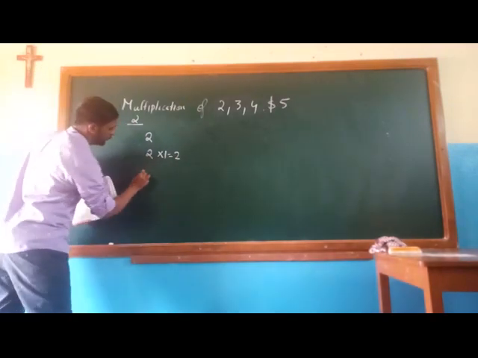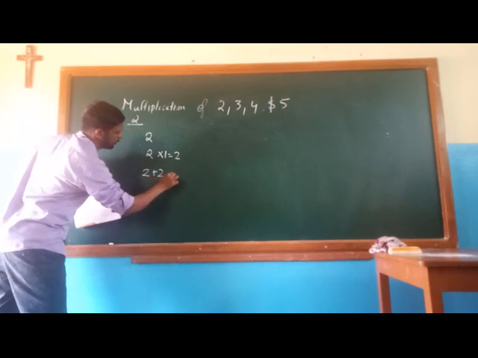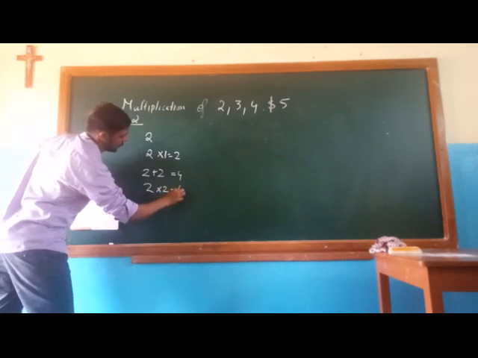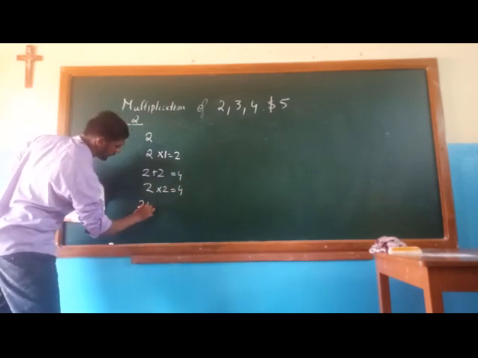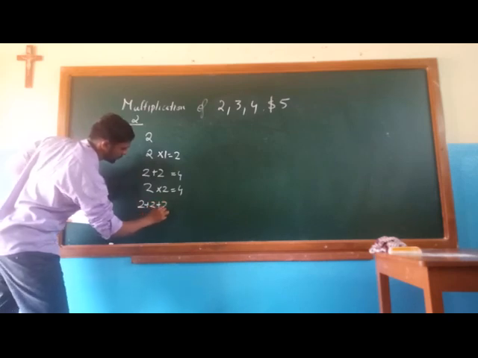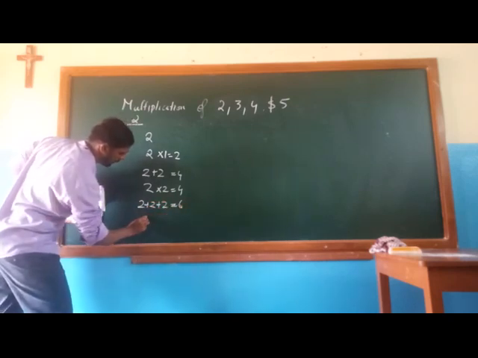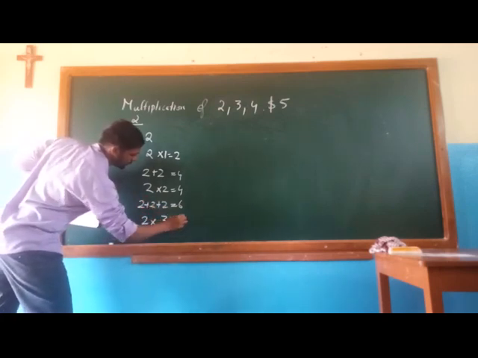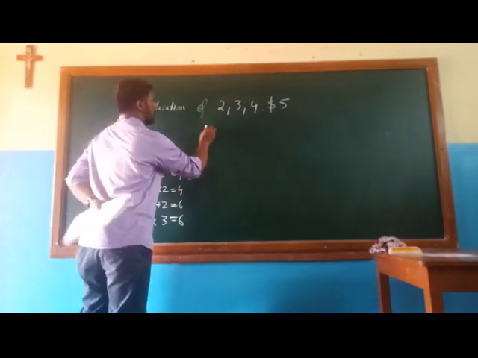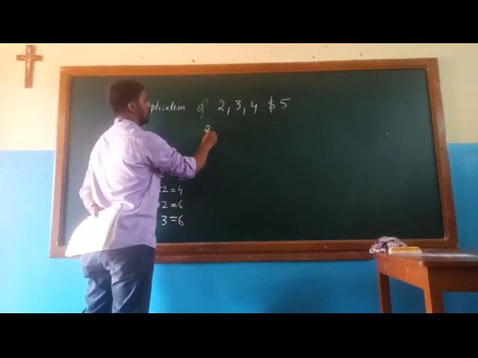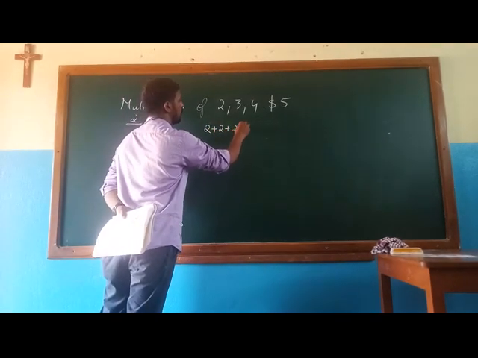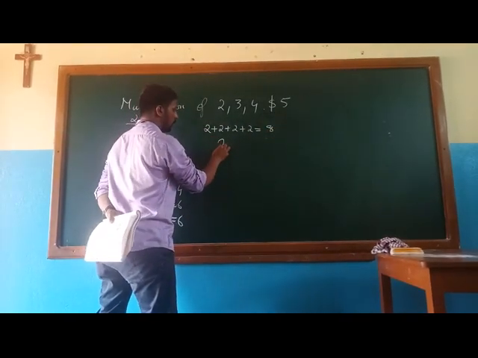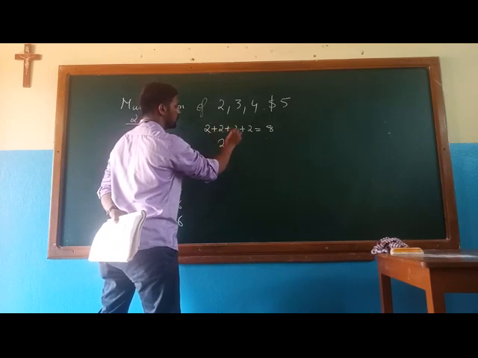Now if you add 2 two times, repeatedly, it will be 2 plus 2 is 4. So we write 2 into 2 is equal to 4. If you add 2 three times, 2 plus 2 plus 2 is 6. So how will we write it? 2 into 3, that is 1, 2, 3, equal to 6. If you add 2 four times, how much will you get? 2 plus 2 plus 2 plus 2 is equal to 8. That is 2 multiplied 1, 2, 3, 4 times.